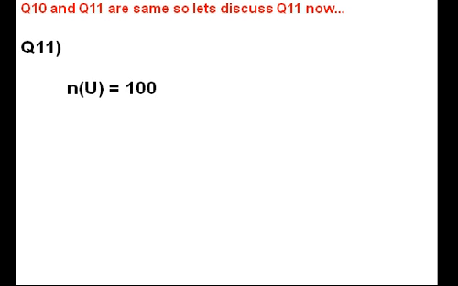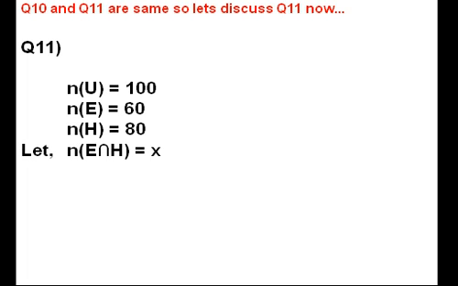In question number 11, the cardinal number of universal set is given as 100. The total number of students in the class will be taken as the universal set, so it is 100. Then the total number of students who like English are 60. So I have taken the cardinal number of English as a set E equal to 60. The students who like Hindi, the number is given as 80. So I have taken the set Hindi as H. So cardinal number of H is equal to 80.